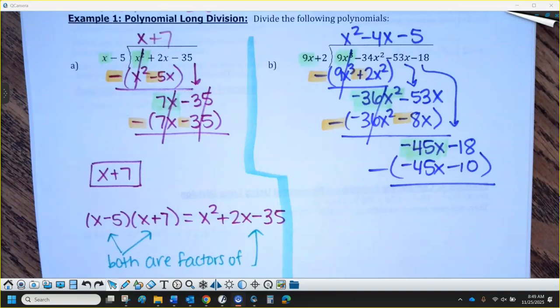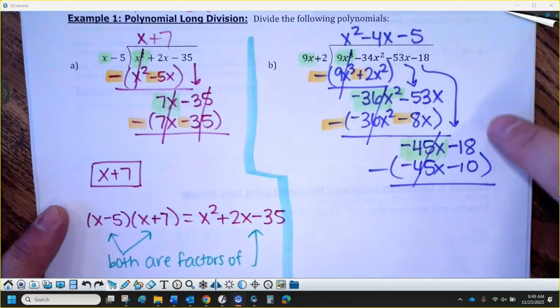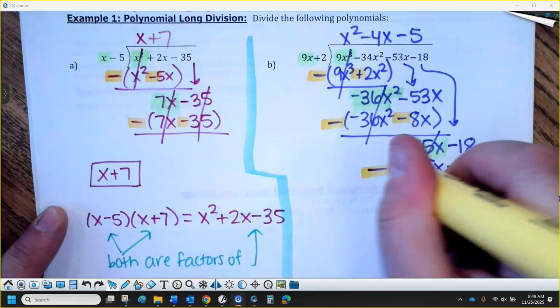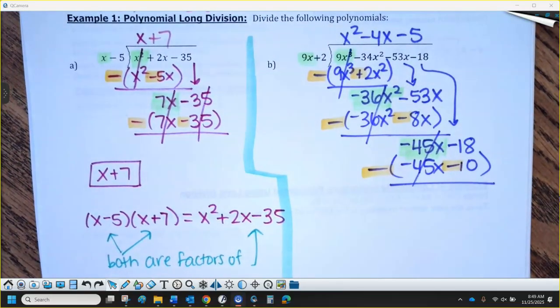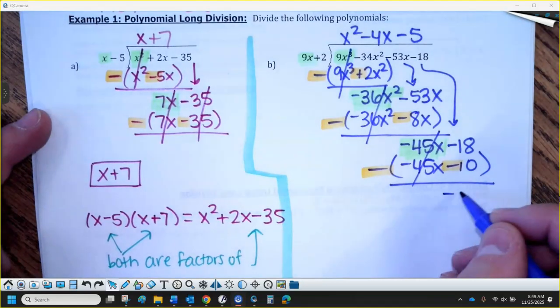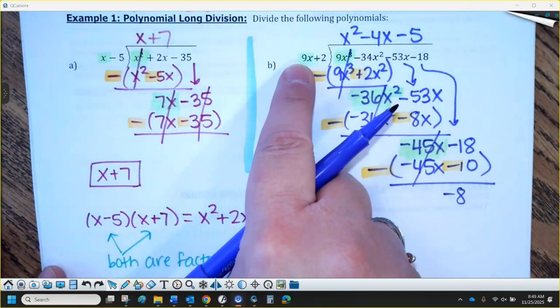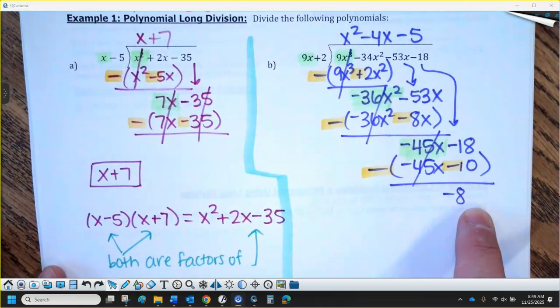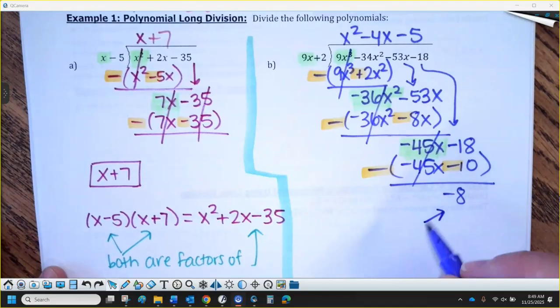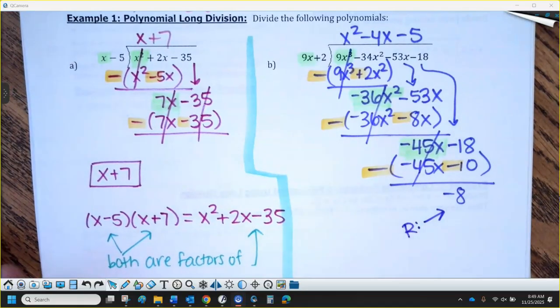The first piece should just go. The 45s are going to cancel. Now, the second part's the one that everybody can have a little bit of a rough time with. So I have negative 18 minus a negative 10. So it's really negative 18 plus 10, which is negative 8. Okay. Now, you're not multiplying 9x by anything to get negative 8, right? So just like a normal division problem, if it doesn't go in, then that's going to be your remainder.